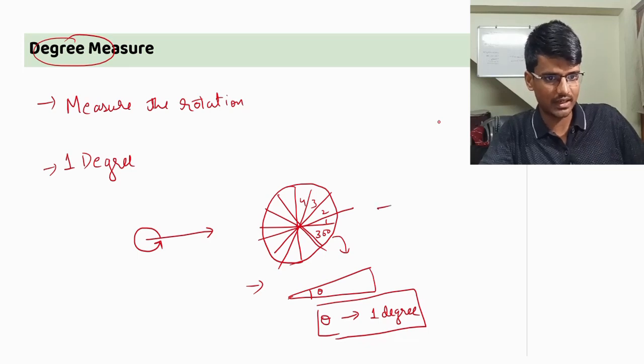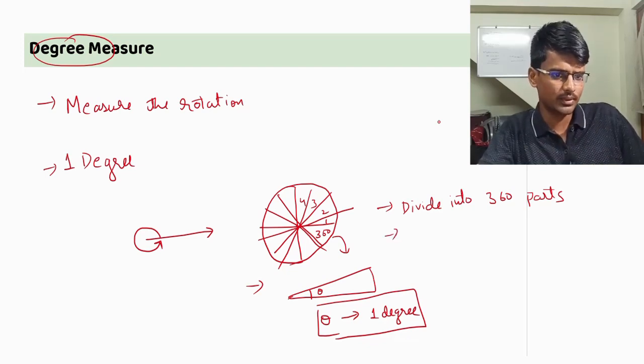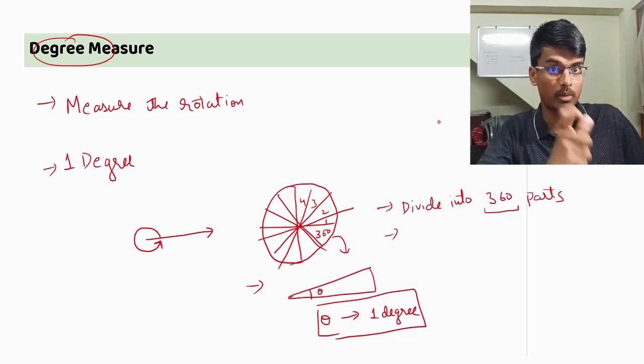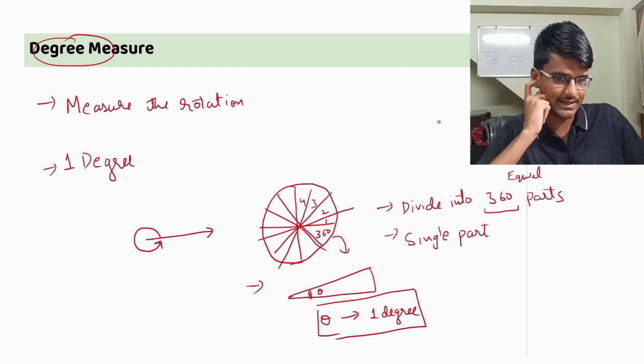So I'll just repeat. We have taken a circle and divided it into 360 parts. You might get the question, "Why 360, sir? Why not 100 or 200?" So that is a standard thing. They have chosen this number 360. They have divided a circle into 360 equal parts. If I take one single part, whatever this angle is, that is called 1 degree.